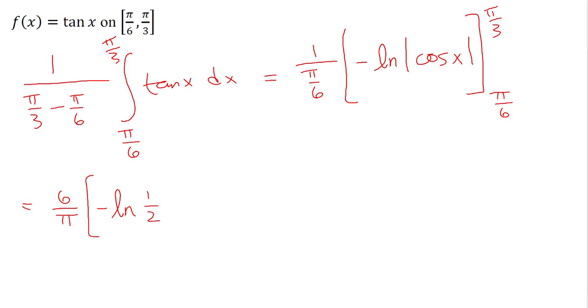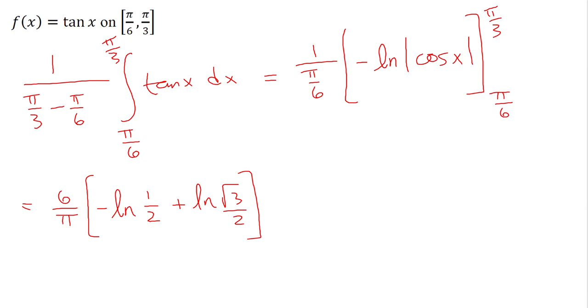And then we will subtract, right, the opposite of the natural log of the cosine of pi over 6. So that just becomes a plus. And then it's the natural log of the cosine of pi over 6, which is root 3 over 2. So we end up with 6 over pi times negative ln 1/2 plus ln of root 3 over 2.